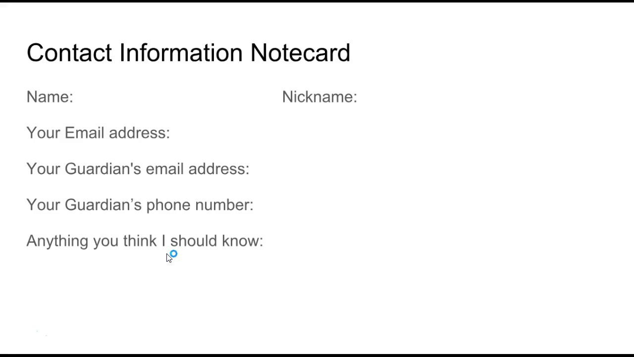So everybody should have gotten a note card when they walked in the door. If not, we'll make sure you get one. What you need to put on that note card is your name, a nickname if you go by something else, email address, your guardian's email address, your guardian's phone number, and anything that you think I should know about you. So if you have a certain preference, if there are certain people that you know you don't click with, those are all things that are good to know. So please make sure you put that down.